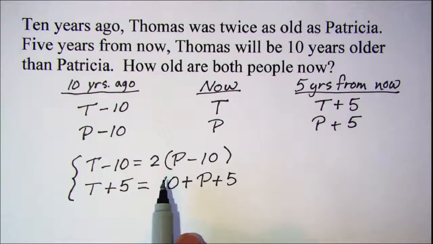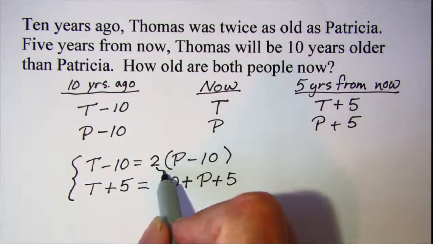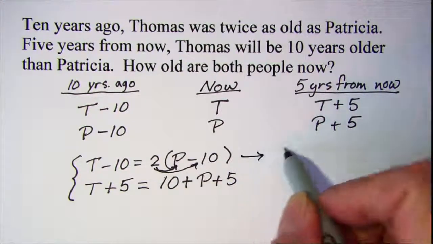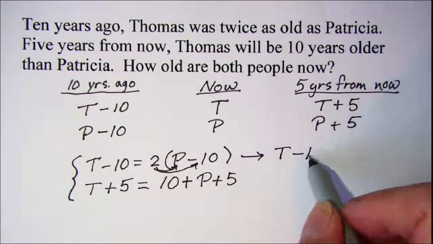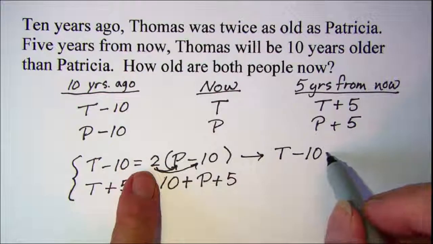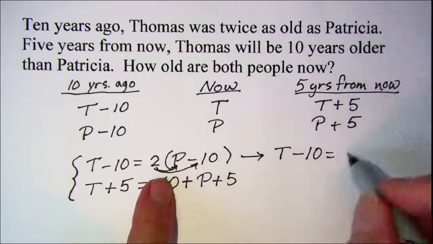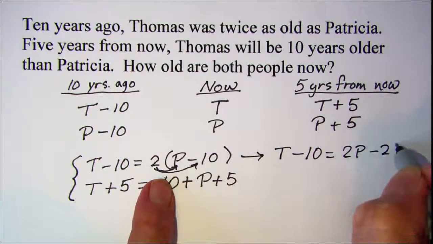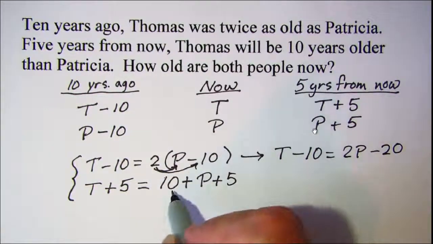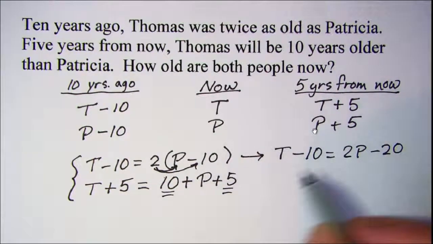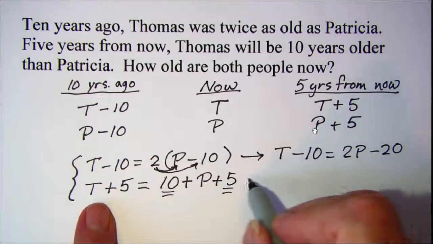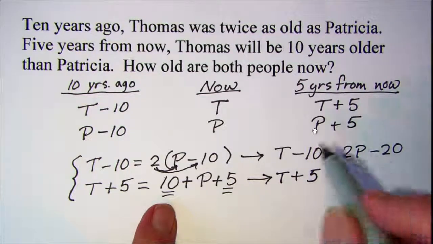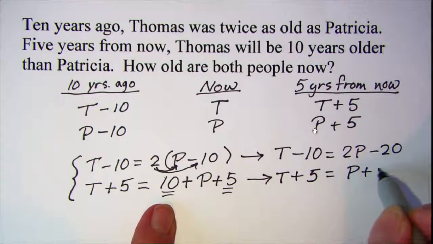I'm going to distribute my 2 through the parentheses here. And this equation then is T minus 10 equals 2P minus 20. And then I can combine these two constants, and I have T plus 5 equals P plus 15.